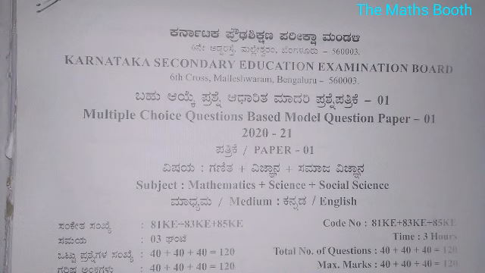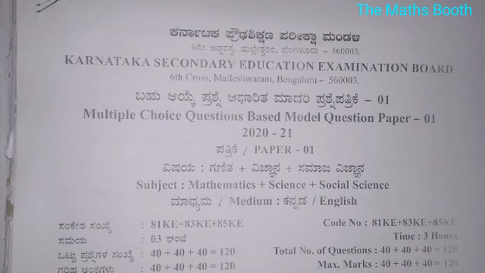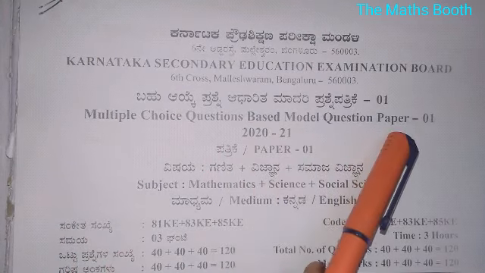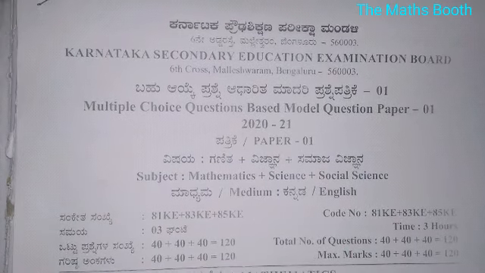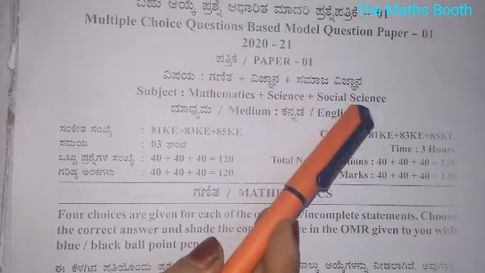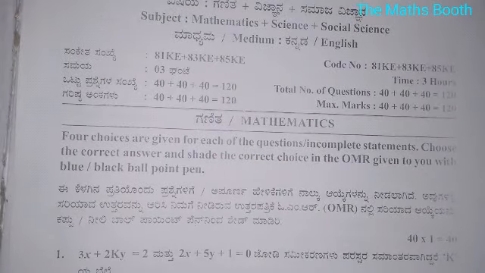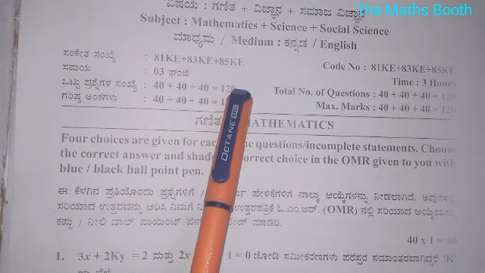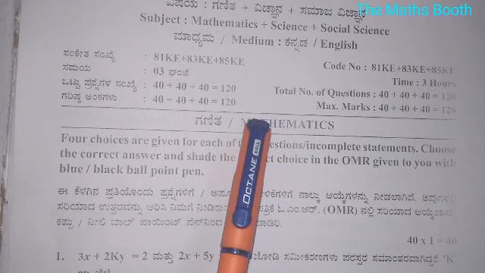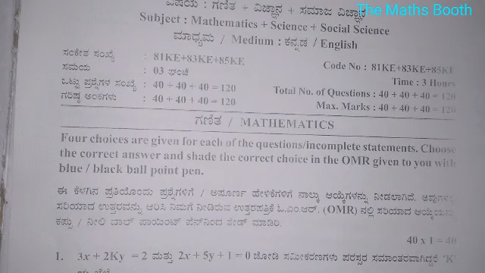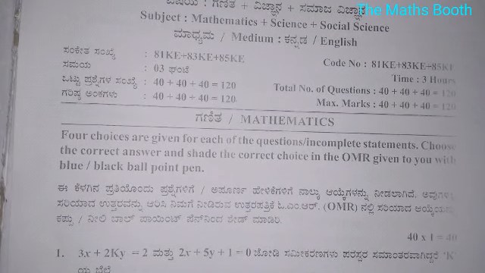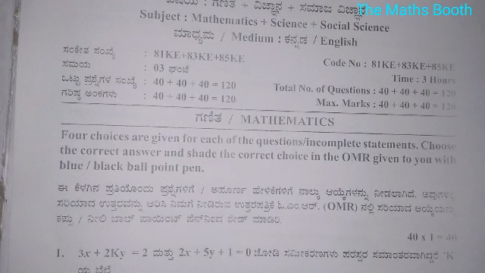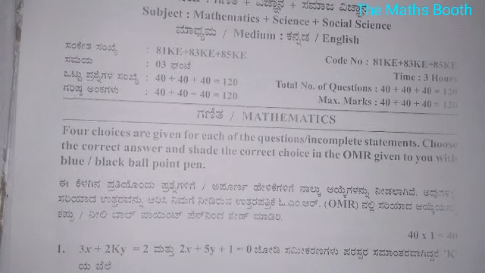Today I am here with the Karnataka Secondary Education Board new pattern model paper, that is multiple choice question based model paper. Okay, so here in paper 1 you will have mathematics, science and social, that is all subjects will have 40 marks. 40 plus 40 plus 40, that is 120 marks. So today we are going to solve the mathematics multiple choice questions. Here they have given 40 multiple choice questions. You have to write the correct answer in the OMR sheet. Okay, just you have to fill the correct answer in the OMR sheet.